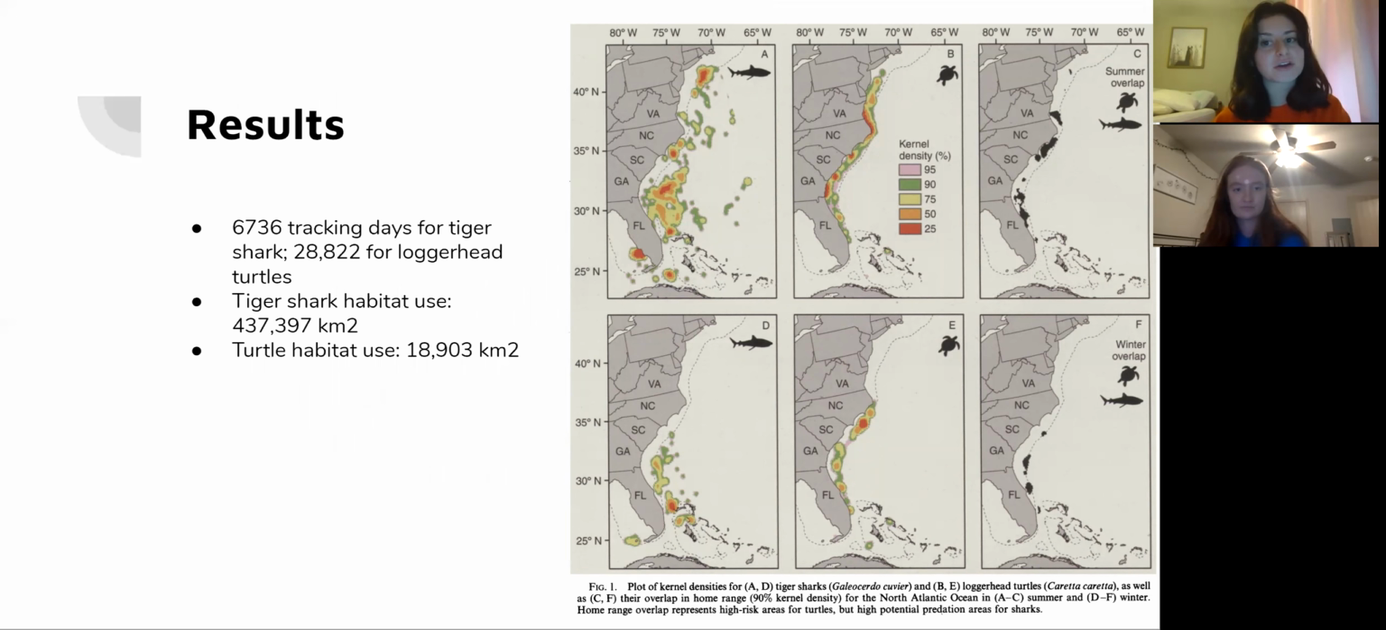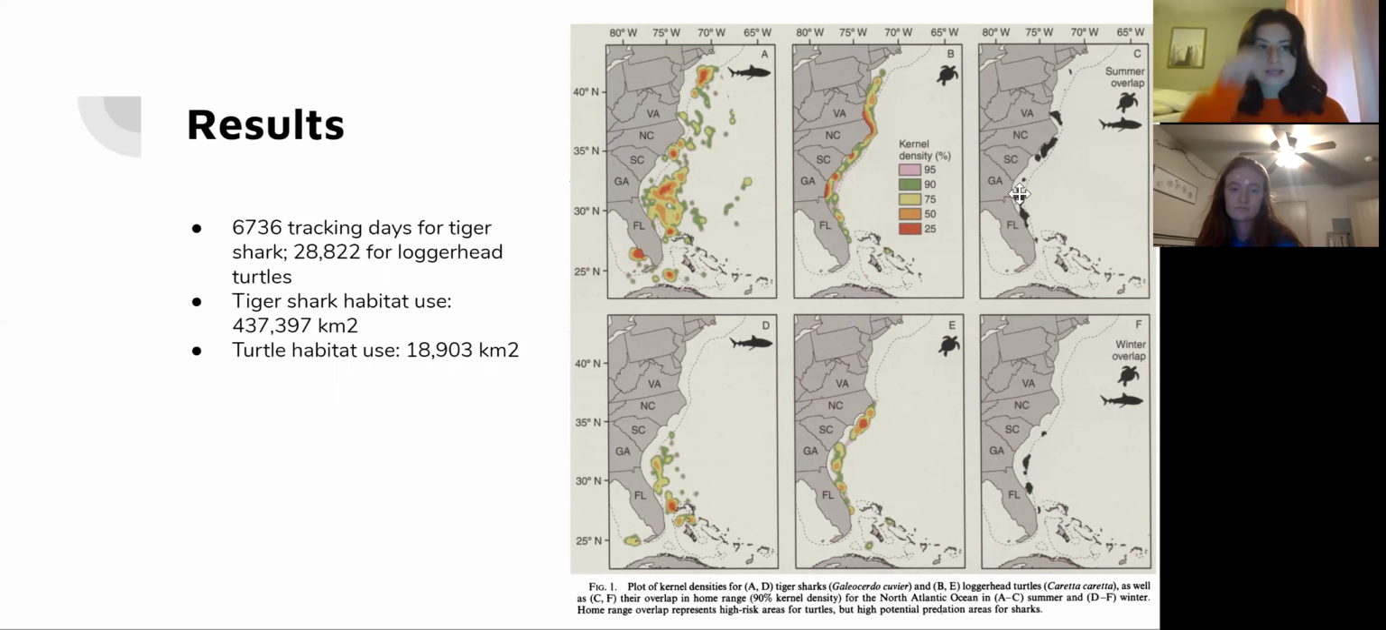So this image over here on the most left-hand side is the summer data for the tiger sharks, and then right next to it is the summer data for the loggerhead sea turtles, and then the most far right section is the overlap for them in the summer. The bottom is the same thing, but it's just for the winter months, and you can notice that in the summer there's a lot more overlap than there is in the winter.